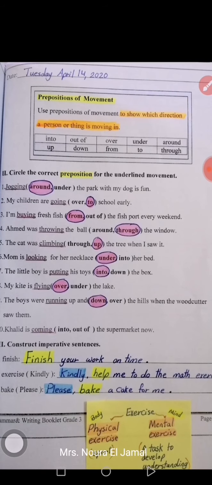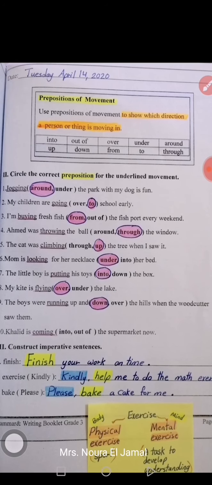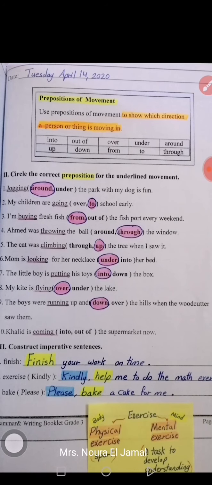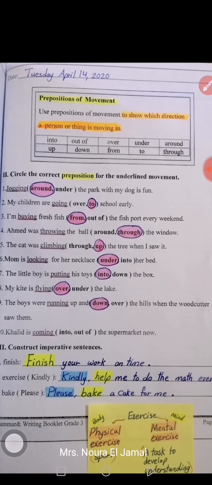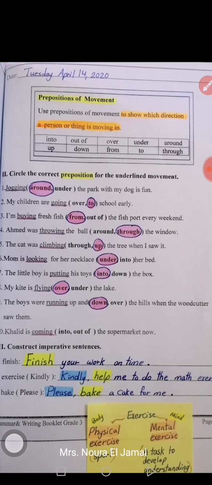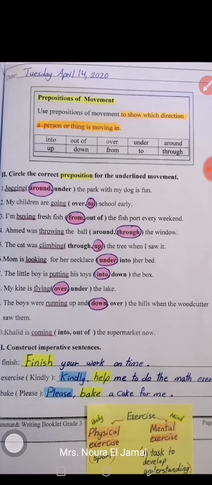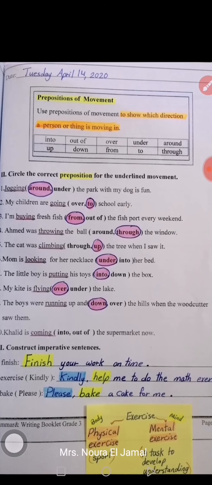Circle the correct preposition for the underlined movement. Number 1. Jogging around or jogging under the park with my dog is fun. What's the meaning of jogging? Jogging here means to run, but slowly. To run slowly. So jogging around, of course, around the park, not under the park.